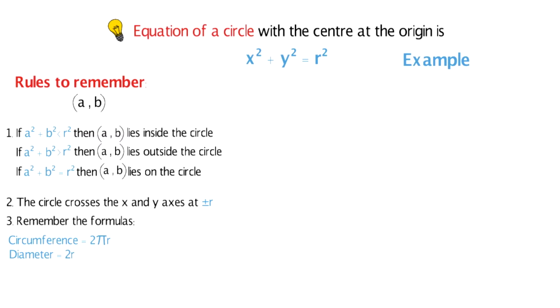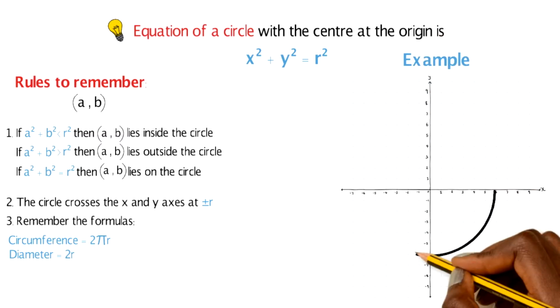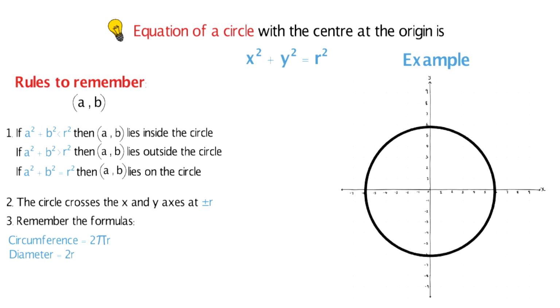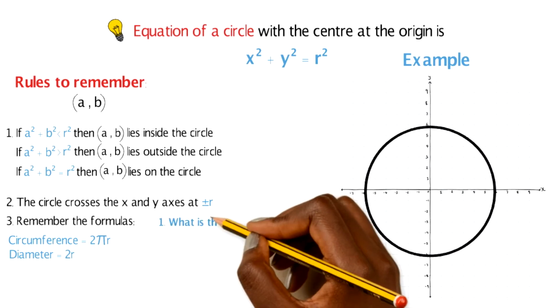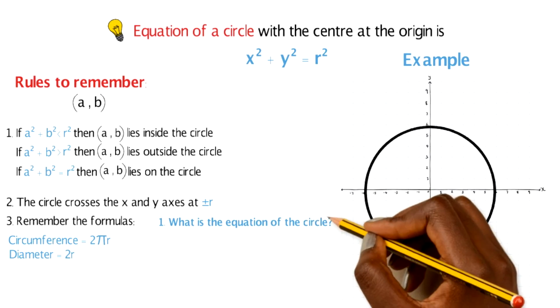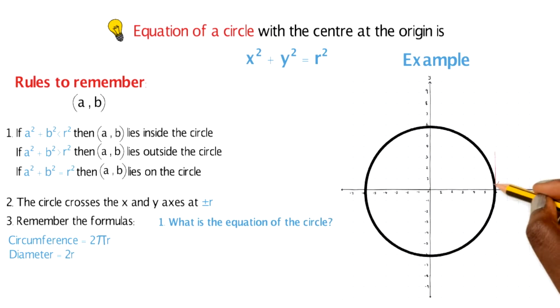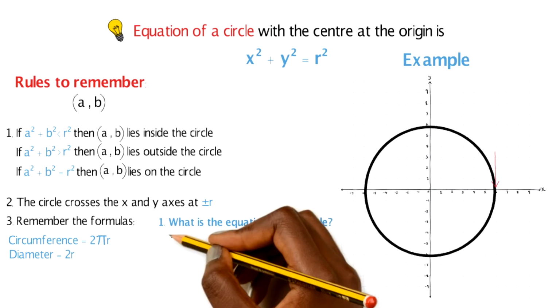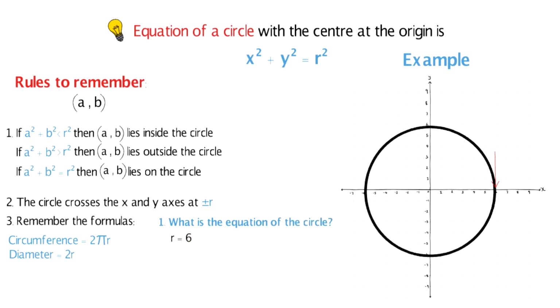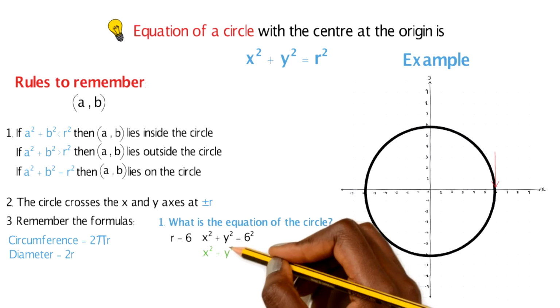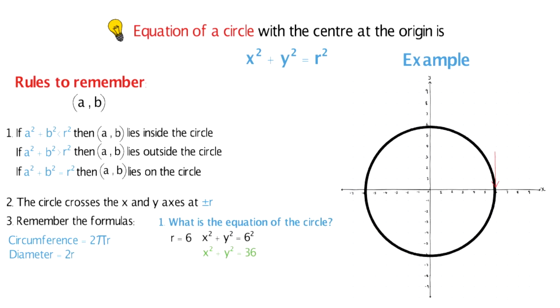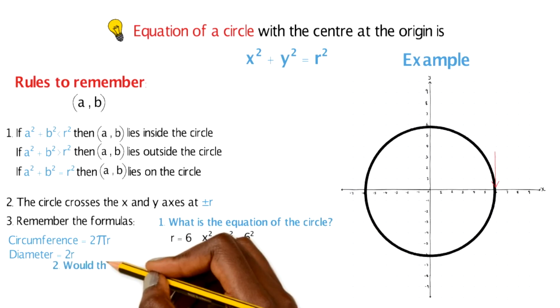So, an example: let's say we have this graph and we have this circle drawn. The question says, what is the equation of the circle drawn? The first thing you're going to notice is that the center is at the origin, and the radius has fallen on the number 6. So we would write it as x squared plus y squared is equal to 6 squared, and 6 squared is equal to 36. So that would be your final answer.